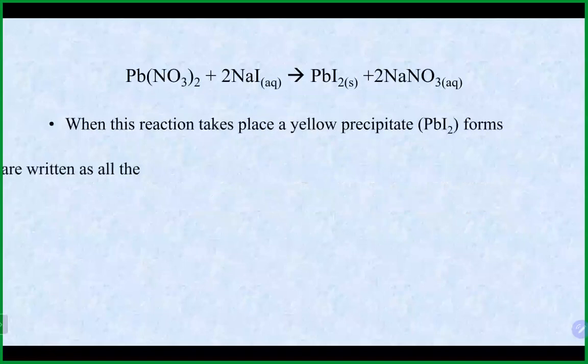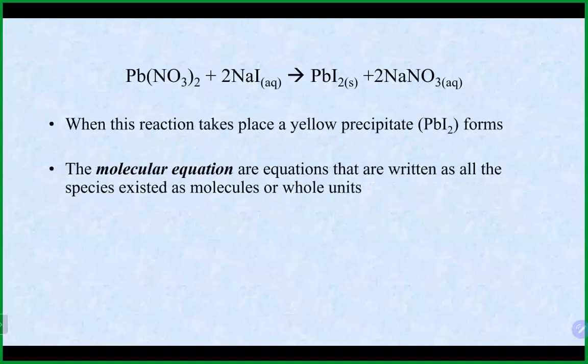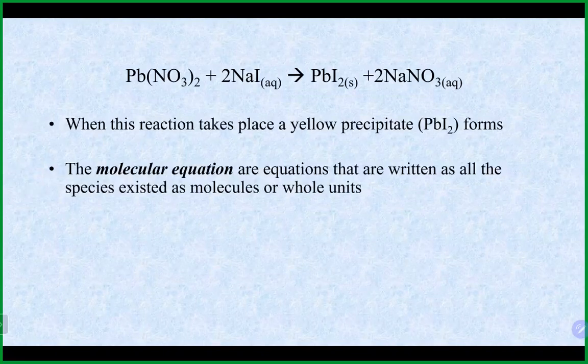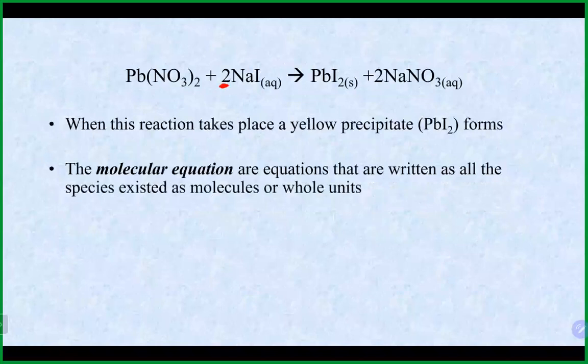So if we take a look at this reaction here, this is the molecular equation, and this is lead(II) nitrate plus some sodium iodide, makes some lead(II) iodide plus some sodium nitrate. I don't know if the 2 made it onto your notes or not, but there should be a 2 there. I think it got lost somewhere.